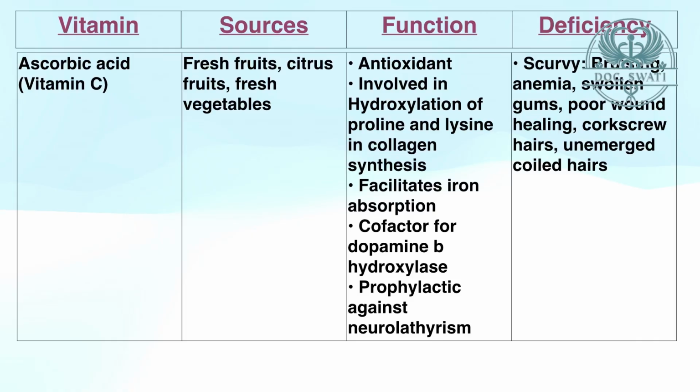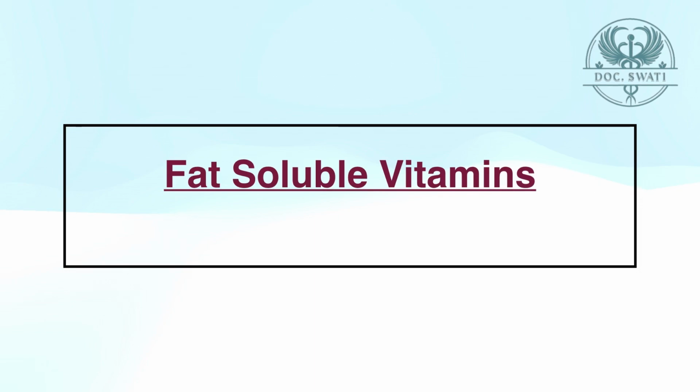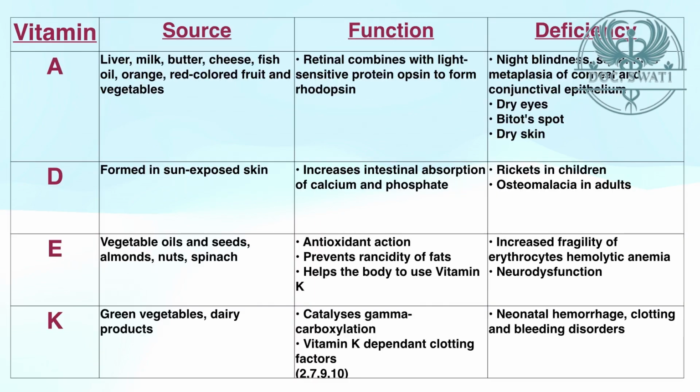So after water-soluble vitamins, let's discuss fat-soluble vitamins. Let's begin with discussing vitamin A. It is obtained from liver, milk, butter, cheese, fish oil, orange and red-colored fruits and vegetables. Functions include: retinal combines with the light-sensitive protein opsin to form rhodopsin. Deficiency: night blindness, squamous metaplasia of corneal and conjunctival epithelium, dry eyes, Bitot spots.